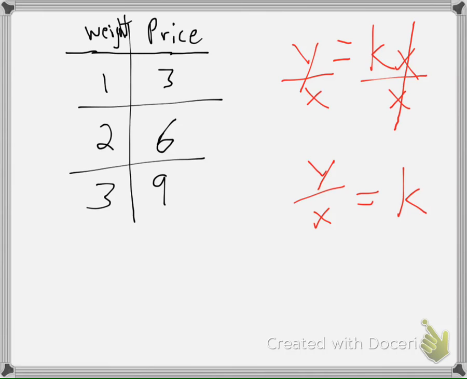Oh wait, can you say that again? You're going to multiply every x value by the same number to get its corresponding y value. For instance, 1 times 3 is 3. 2 times 3 is also 6. 3 times 3 is also 9. So the relationship between all these numbers is this one is 3 times that.